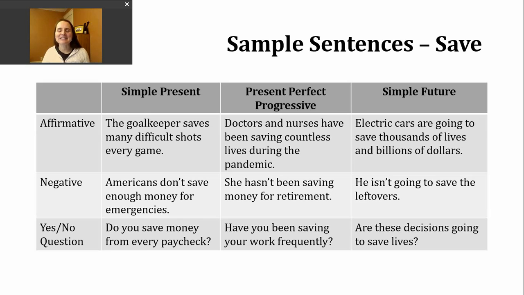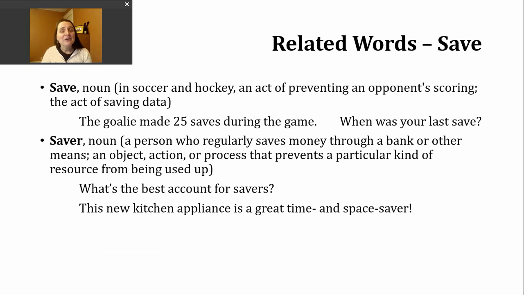Finally, if I want to make a yes or no question in the simple future using be going to, I'm going to start with my be verb, then I'll have my subject, then going to, and the base verb. Are these decisions going to save lives? Again, this is something I've heard as people debate what we should be doing as a society in terms of protecting people in this time where the pandemic seems to be growing and so many people, unfortunately, are losing their lives. Now, let's take a look at some words that are related to our verb.